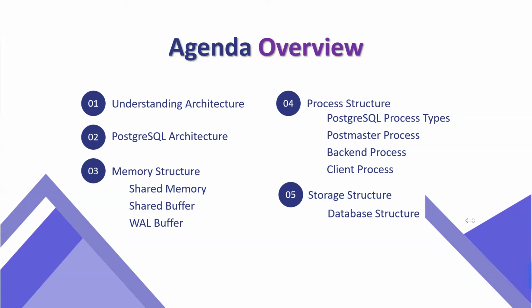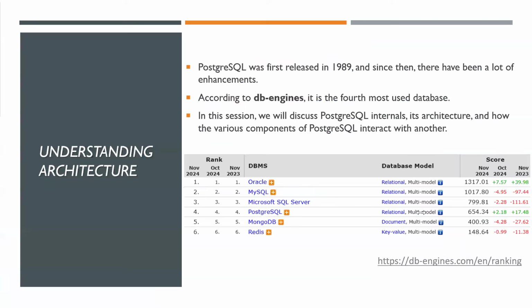Coming to the first slide, you already know this, so I don't want to display it. Initially, I just opened the DB-Engines ranking. We already discussed that PostgreSQL was first released in 1989, and a lot of enhancements have been done. It was completely rewritten to support SQL, and now they name it PostgreSQL. We discussed many things on the internal part. This is just an overview of the history.